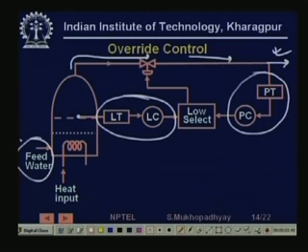So, what happens is that if this level falls too low, then the judicious strategy will be to close this valve, so that steam is not going out. That will cause the level to rise.